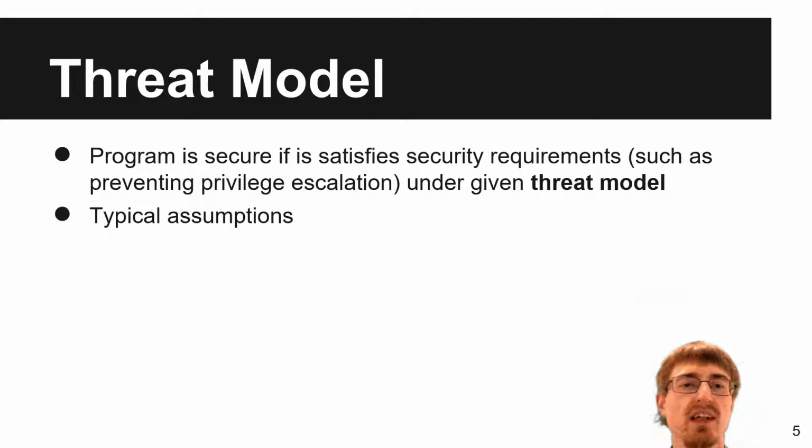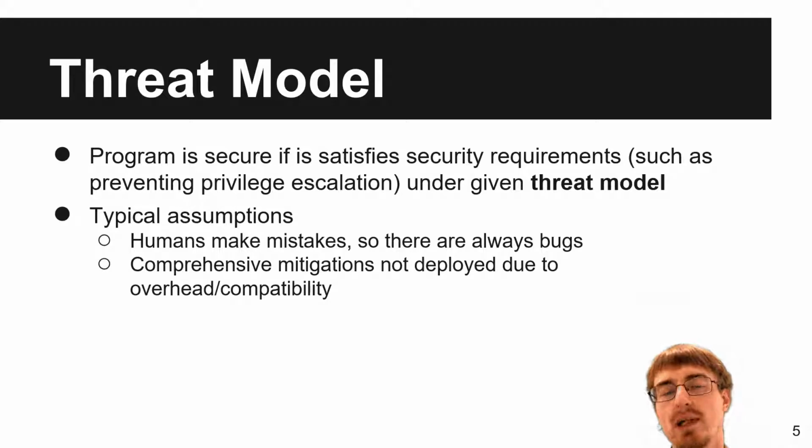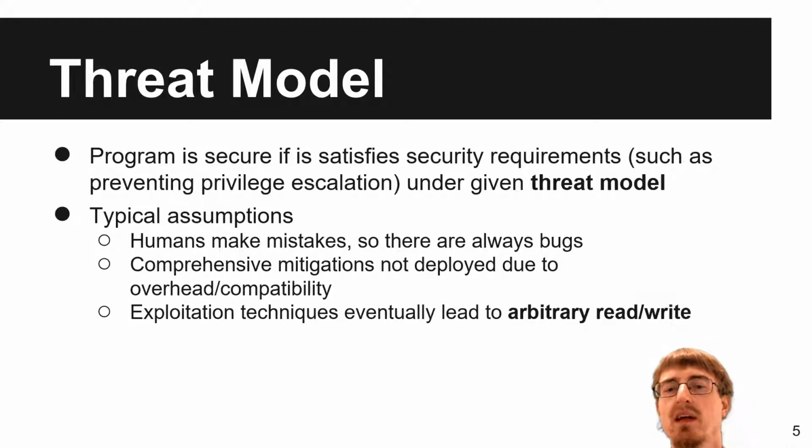So, in this case, we make the following assumptions. We assume that humans will make mistakes, which means that we must assume that there are bugs. We assume that comprehensive mitigations are not deployed because of the overhead or compatibility issues, which we discussed in the previous lecture. We assume that these exploitation techniques eventually lead to arbitrary read and arbitrary write primitives. So for these defenses, we try to make sure that the program remains secure, even in the context where an attacker already has arbitrary read and arbitrary write.